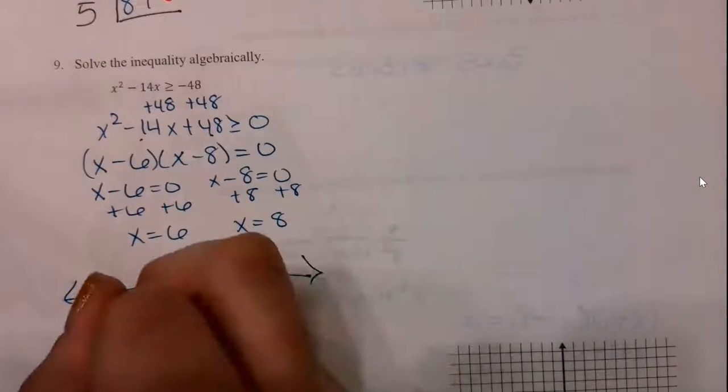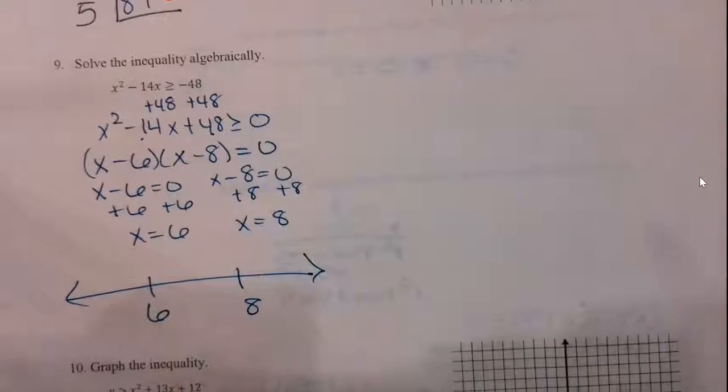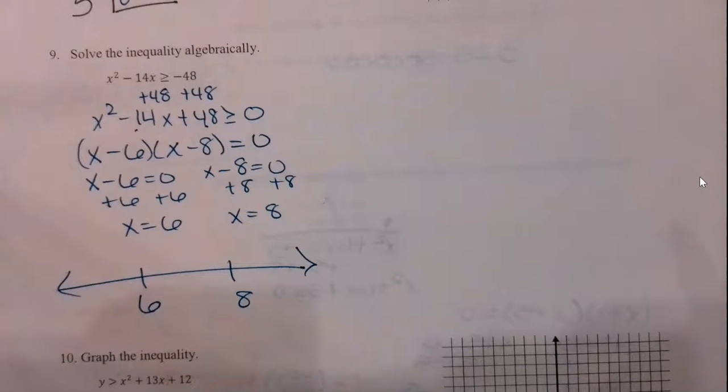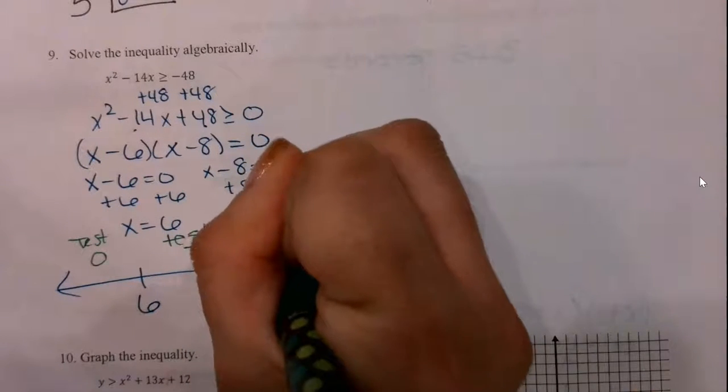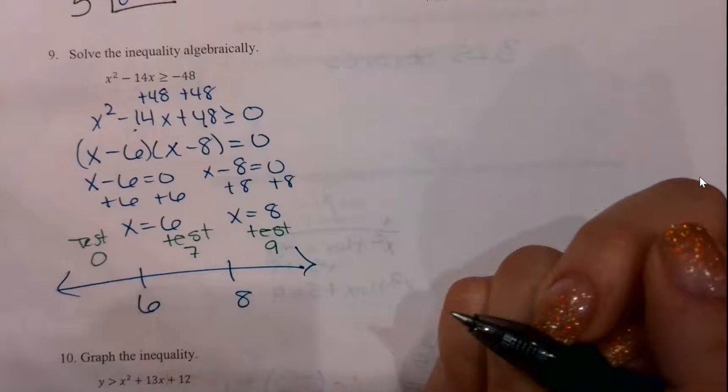I'm going to have the points 6 and 8. These are my boundaries, not my test points. Then I want to pick my test points. I want to pick something that is less than 6, so I'm going to pick 0. I'm going to pick something in between, 7. And then I'm going to pick something greater than 9.